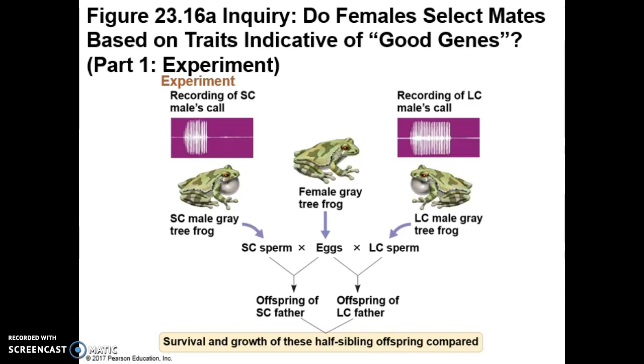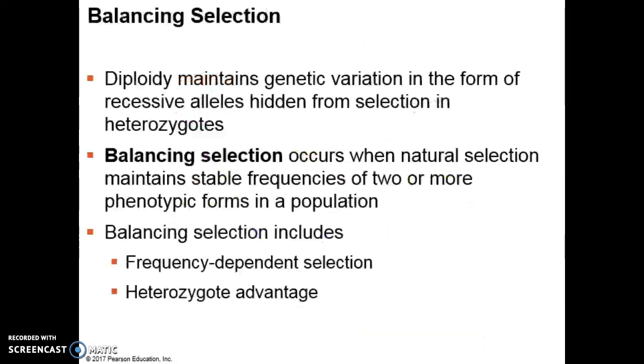So there are some experiments, some data that show that females select based on traits that show, quote-unquote, good genes. Check out their mating call. This is the experiment. So this frog has a longer mating call than this one. So that suggests that they have more good genes. We'll talk more about that experiment in class. Once again, I did a poor job explaining that.